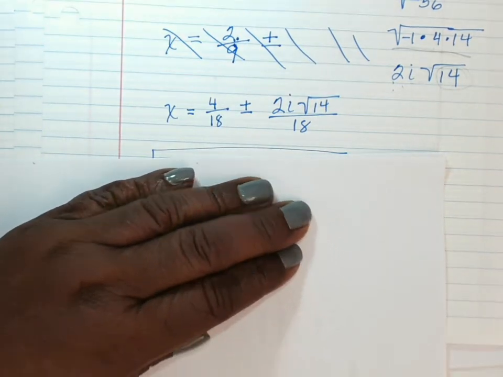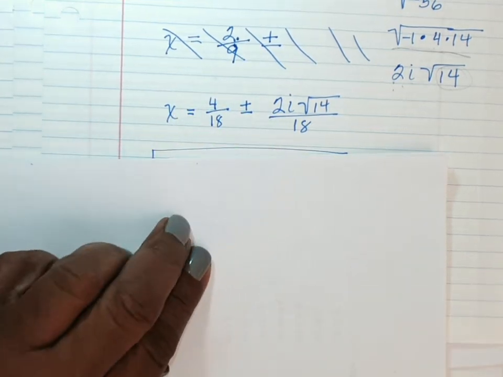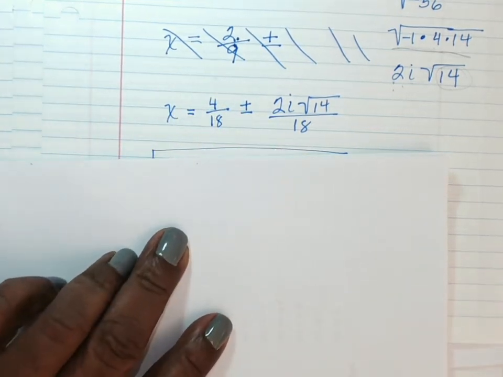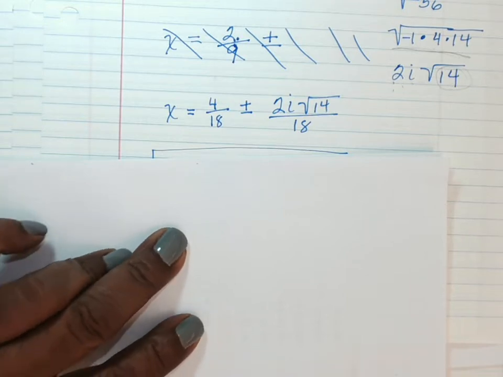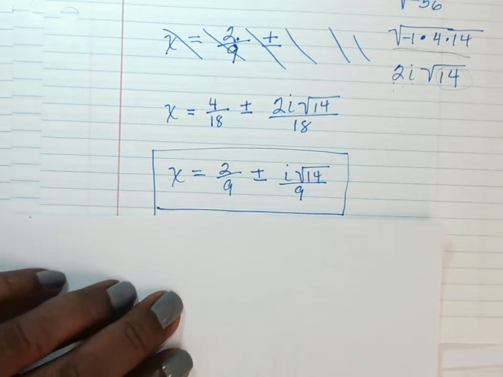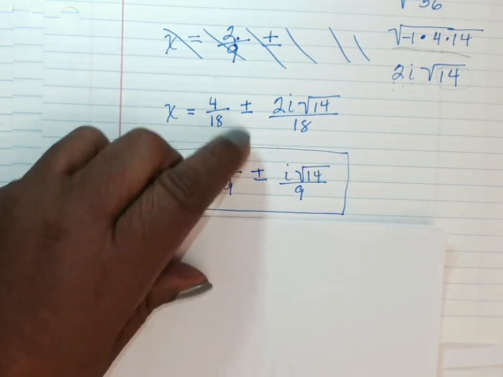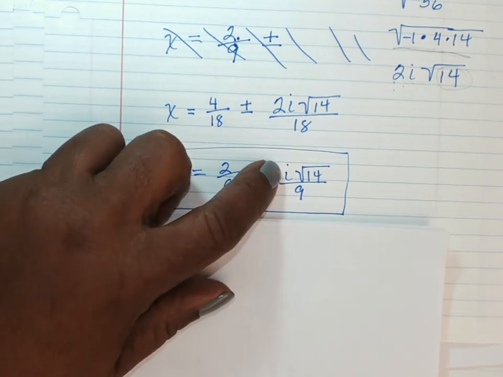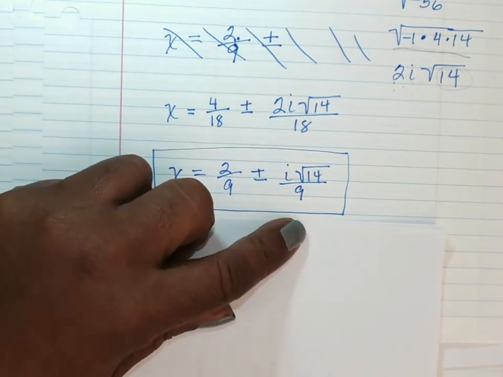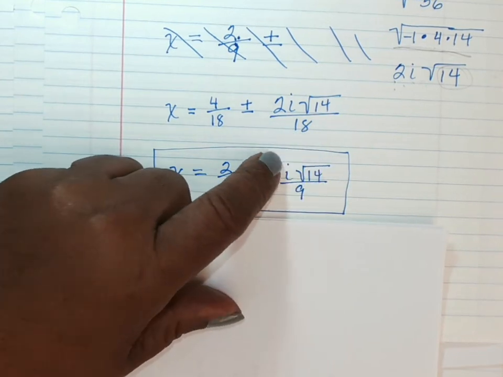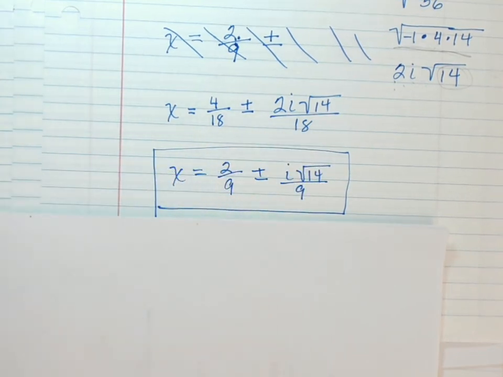Alright, so then I take my answer, I split it up into 2 different fractions and simplify them both. 4 over 18 simplifies to be 2 over 9. And 2 over 18 simplifies to be 1 over 9. And I have my i square root of 14 over 9. And that, ladies and gentlemen, is my answer.